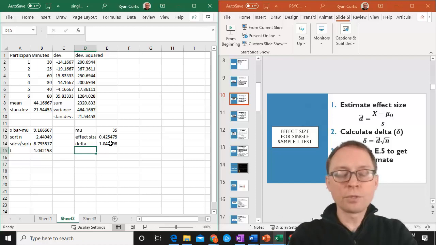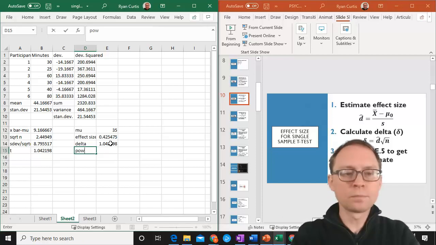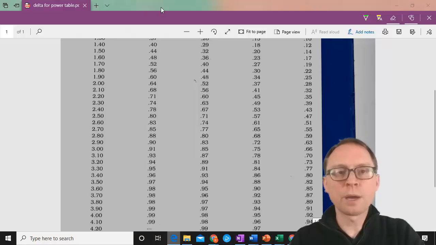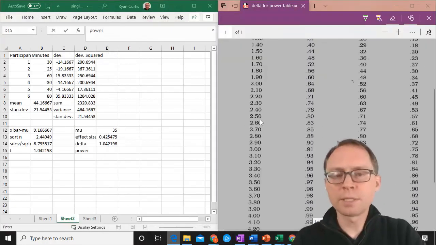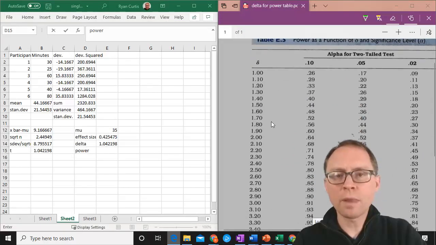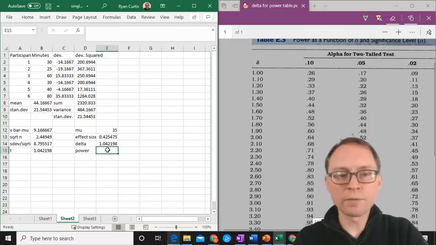Then once we have those, we look at the table to estimate power. Let me put this power table over here on the side so we can see it at the same time. Delta is 1.04. So we look up here, get as close of a delta as we possibly can. 1.04, we're going to round down to 1.0. Alpha for a two-tailed test, 0.05, and then our estimate of power is right here, 0.17.